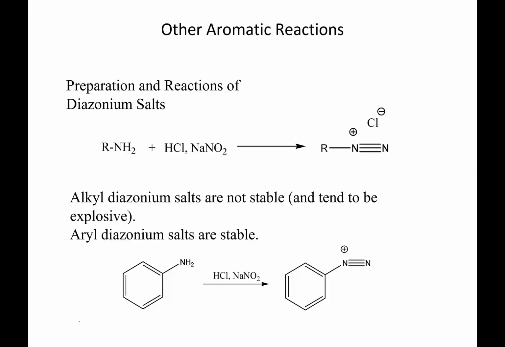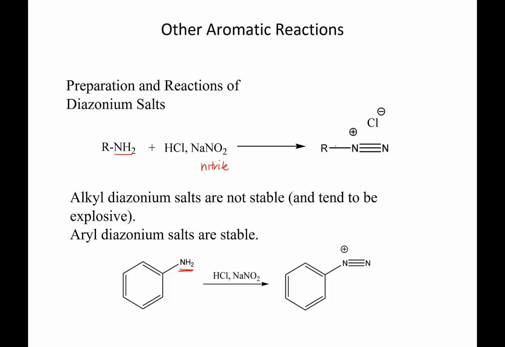Once you're able to add an NH2 group to the benzene ring, you can make what's called a diazonium salt. If you react any amine, NH2 being the amine, with HCl and sodium nitrite, and this is NO2, not NO3, so this is nitrite, you make what's called a diazonium salt.